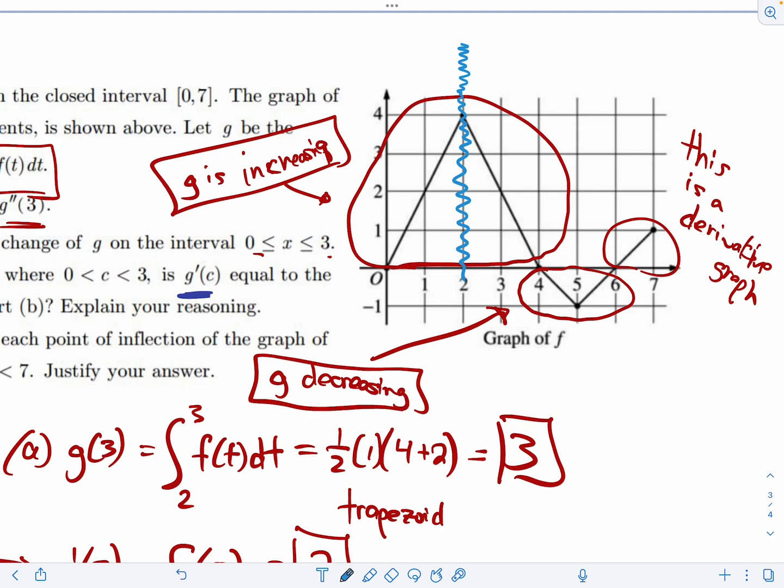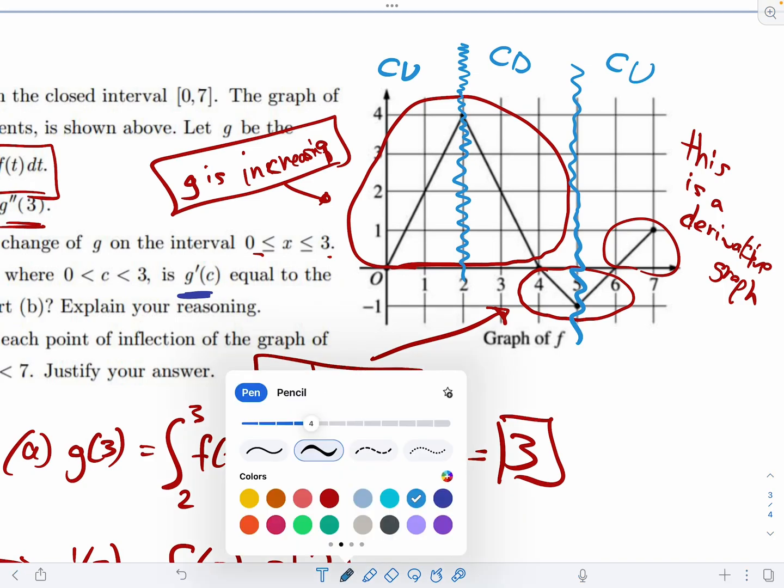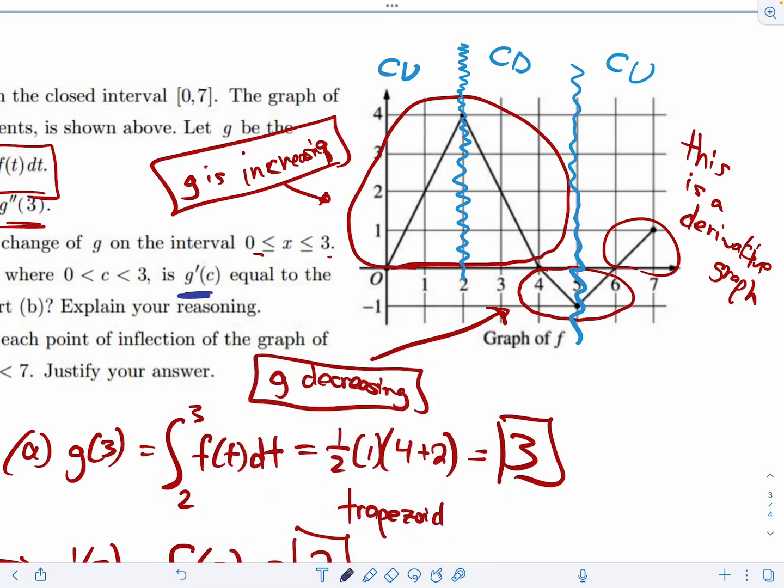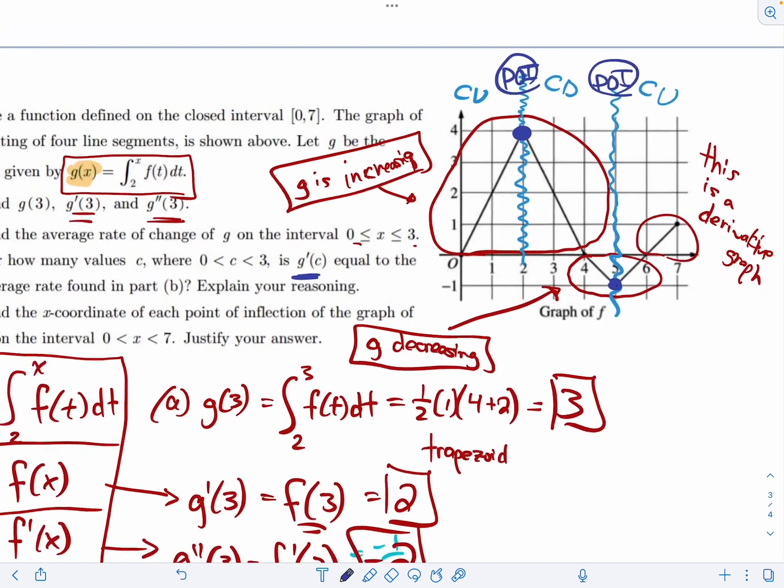I'm making a separation here with this wavy blue line, that means we are concave up from this interval 0 to 2. The function now is decreasing until we reach 5, and that means g is concave down, and then it goes back to concave up. So there look to be two different changes in concavity, also known as points of inflection, where concavity changes, and they occur at 2 and 5.